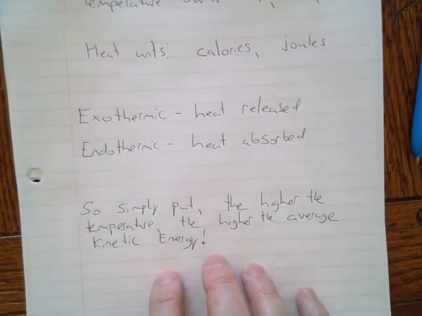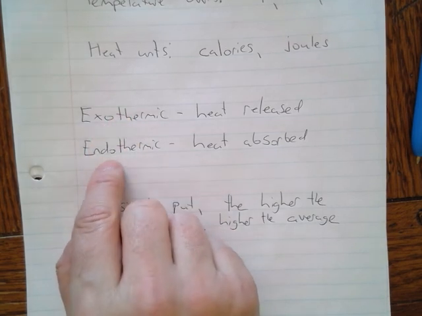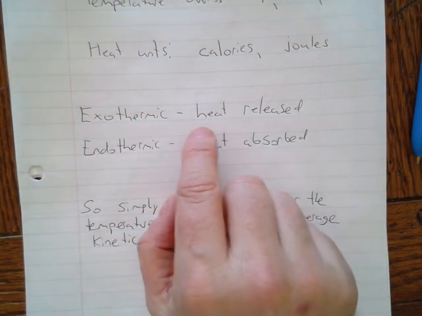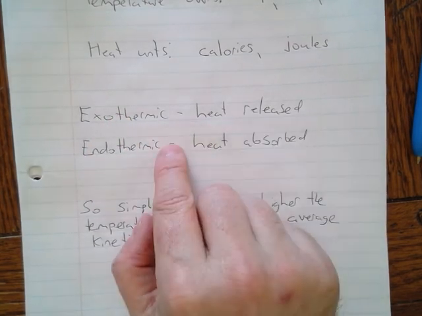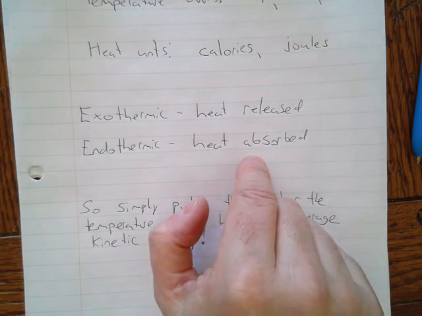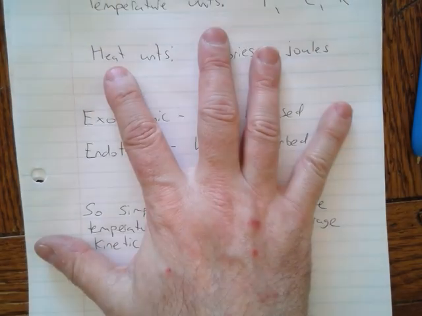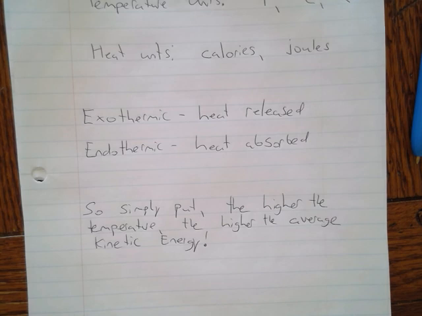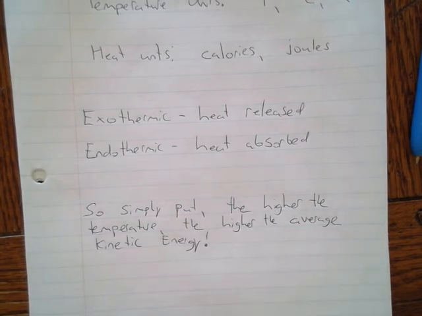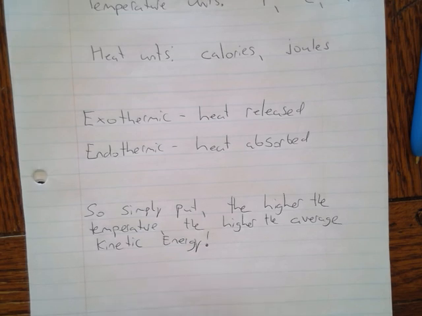Now let's learn these two words, exothermic and endothermic. Exothermic simply means heat released, and endothermic means heat absorbed. So again, if I'm putting my hand on an object and my hand is warm, the heat from my hand will be released into the object, or you can look at it as the object is absorbing the heat from my hand.